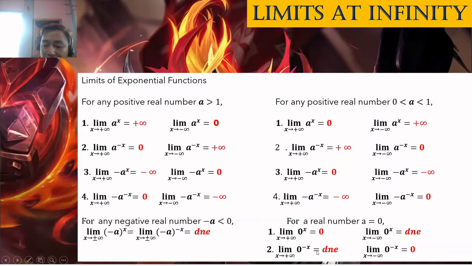Number 2 is the same. If x goes to positive infinity, the values are negative here, so 0 to the power of a negative number. Then here, limit of 0 to the power of negative x as x approaches negative infinity, the values here are positive, so the answer is 0.